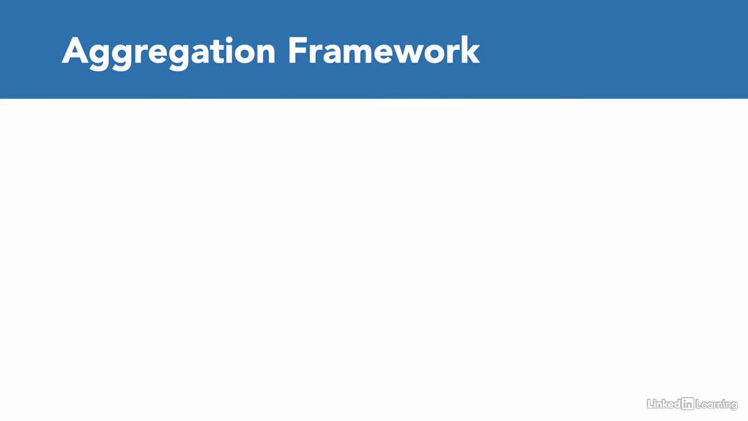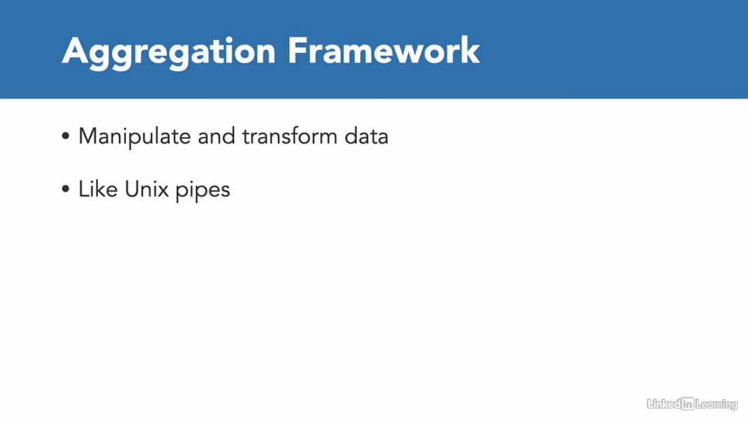MongoDB's aggregation framework allows you to manipulate and transform data in ways that are not possible with the normal queries that we've discussed so far. If you are familiar with Unix pipes, you can think of aggregation pipelines in a similar way. A pipeline can consist of one or more stages that each transform data and then pass the stage's outputs onto the next stage if there is a next stage.